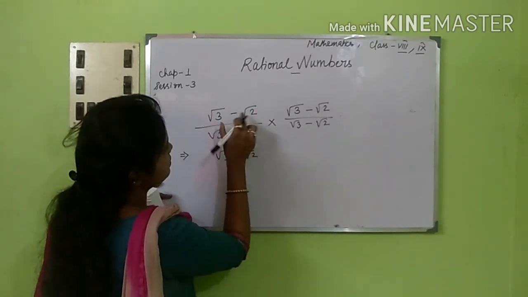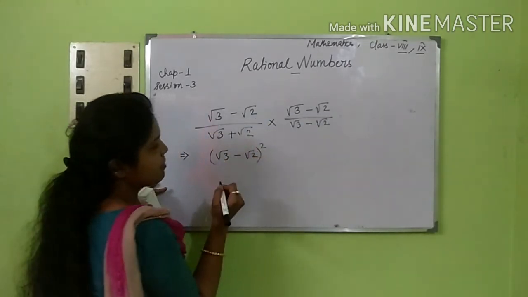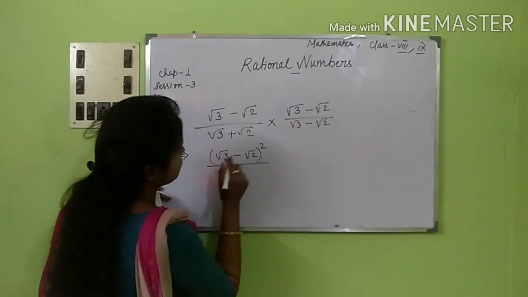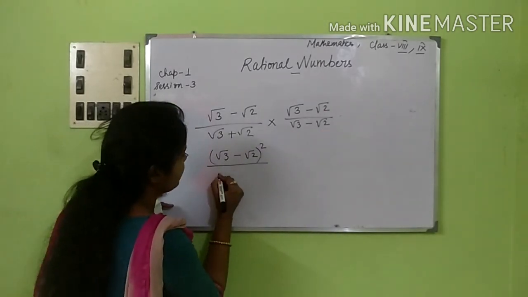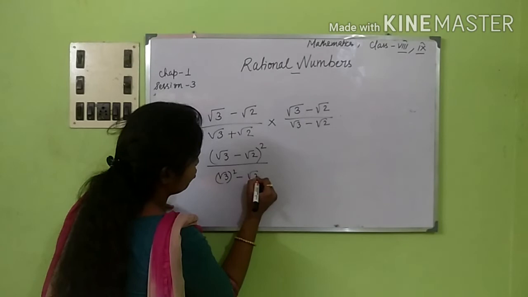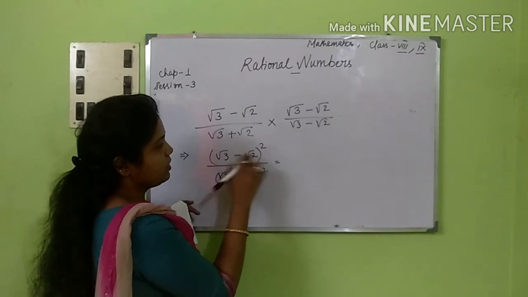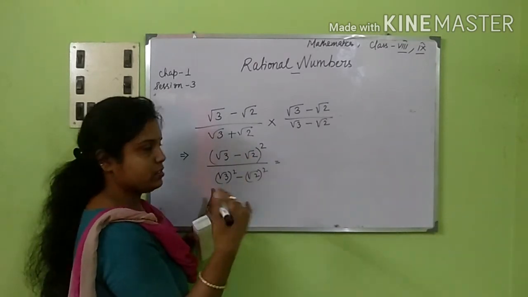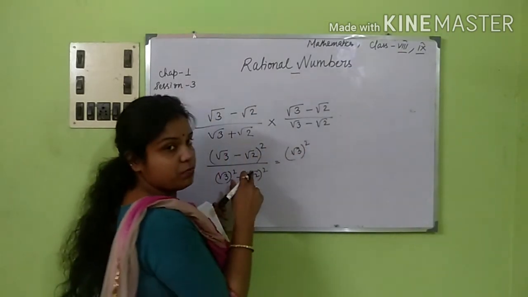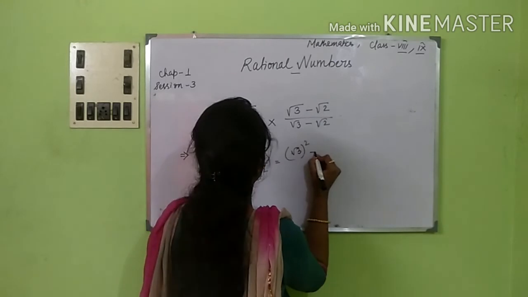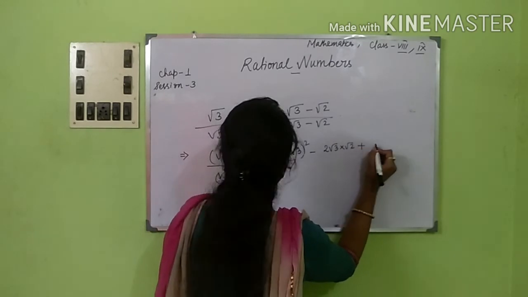You can see here that this particular one and this particular thing are both equal. So that means we can write it in the a minus b whole square form. In the denominator, this is a plus b, a minus b, the same formula. So we can write root 3 whole square minus root 2 whole square. The numerator we have to break: a minus b whole square is a square minus 2ab plus b square.